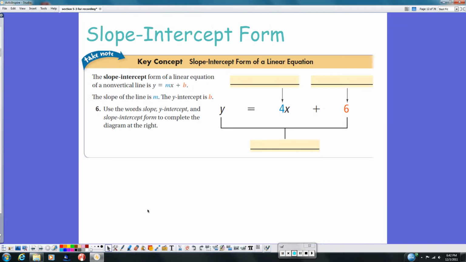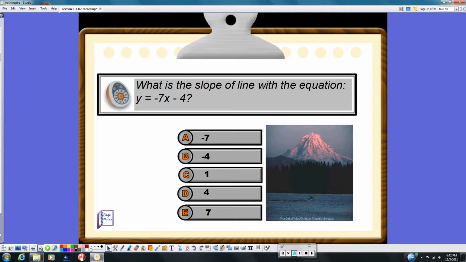Taking a look at an equation, we're going to have numbers in for the m and the b of our slope-intercept form. You need to figure out what the 4 is, what the 6 is, and what the whole equation is, using the words slope, y-intercept, and slope-intercept to complete the diagram. Slope is the number 4, y-intercept is 6, and the whole entire equation is called slope-intercept form. Notice that slope is just the number. The x does not go with it. So if we ask for slope, we just want a number, not the letter x.